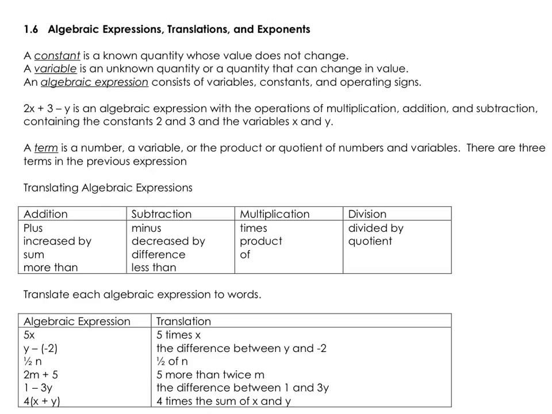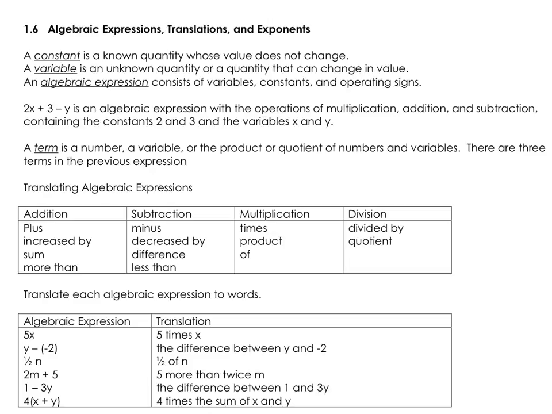2x plus 3 minus y is an algebraic expression with the operations of multiplication, addition, and subtraction, containing the constants 2 and 3 and the variables x and y. A term is a number, a variable, or the product or quotient of numbers and variables. There are 3 terms in the previous example. Terms are separated by addition and subtraction.